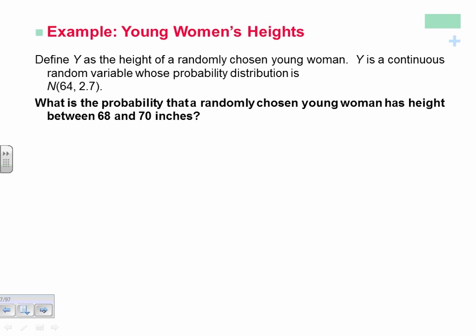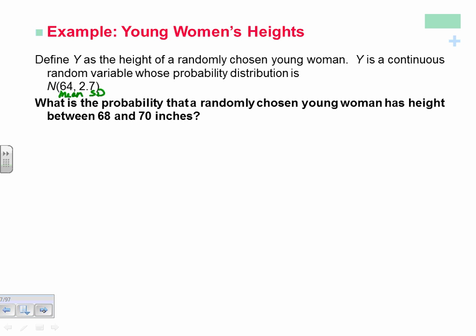Young women's height. All right, define y as the height of a randomly chosen woman. Y is a continuous random variable. Hopefully you guys agree with that because there's an infinite amount of heights. And it tells us the distribution is N(64, 2.7). When I see this, I know this is my mean and this is my standard deviation. It's just a notation way to say that. So what is the probability that a randomly chosen woman has a height between 68 and 70 inches?